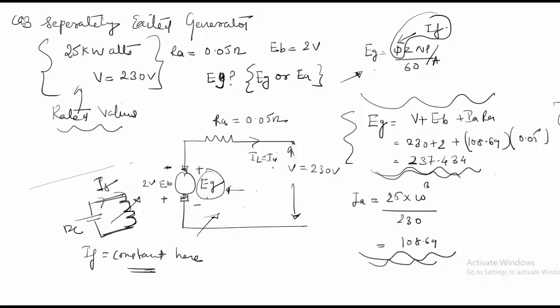So that was how to calculate for a separately excited generator. So that was the third problem which I solved as part of this tutorial.